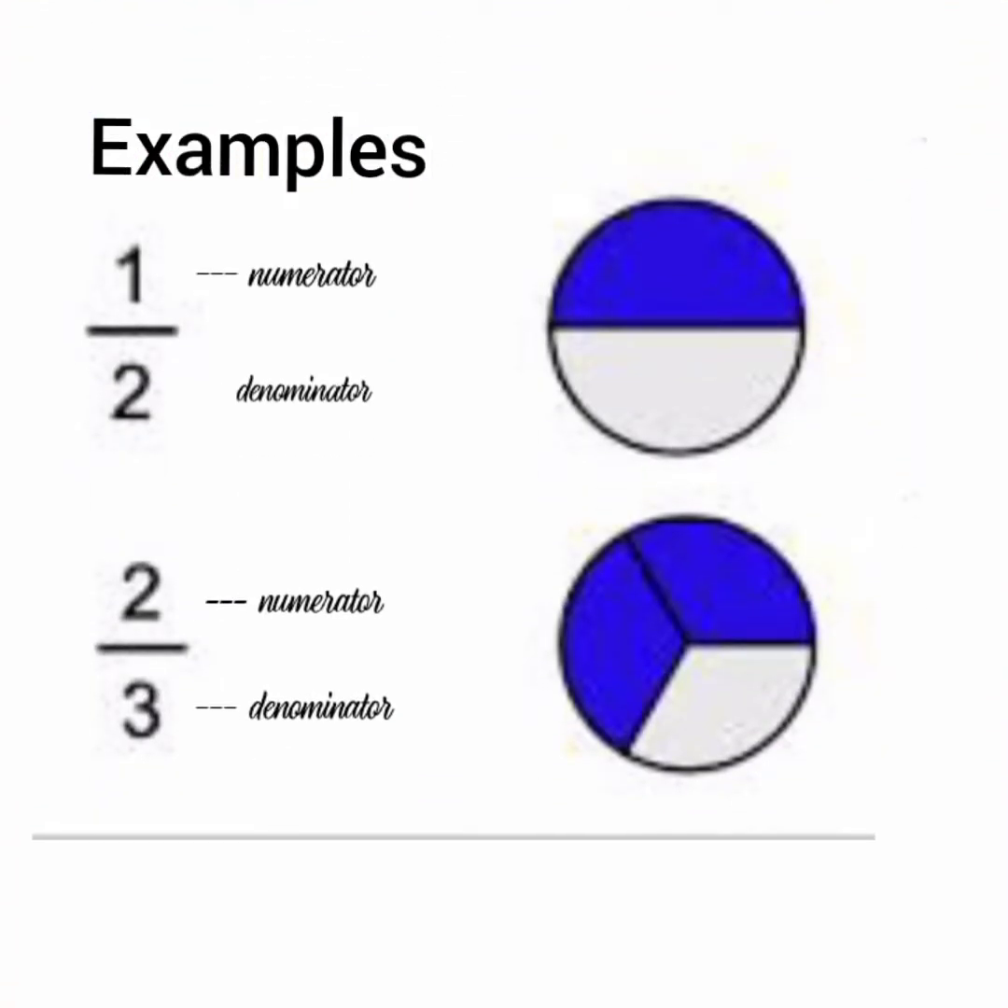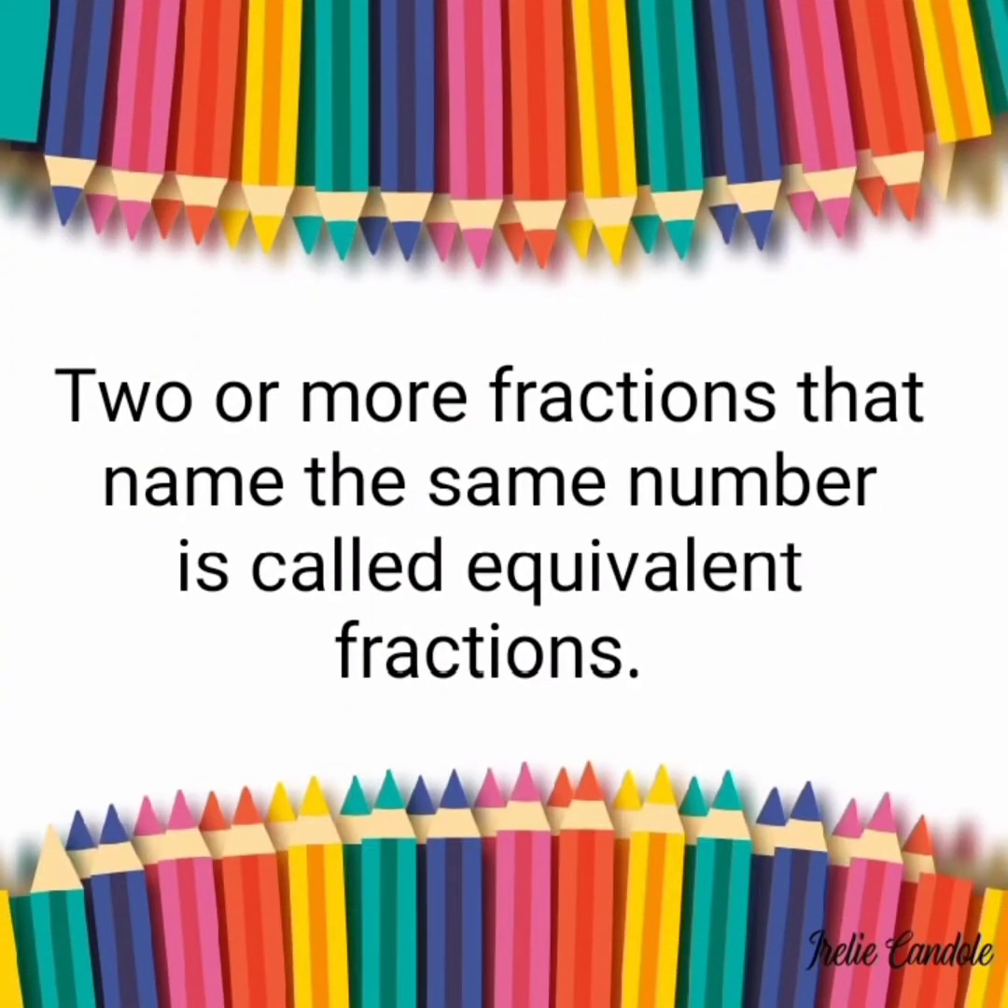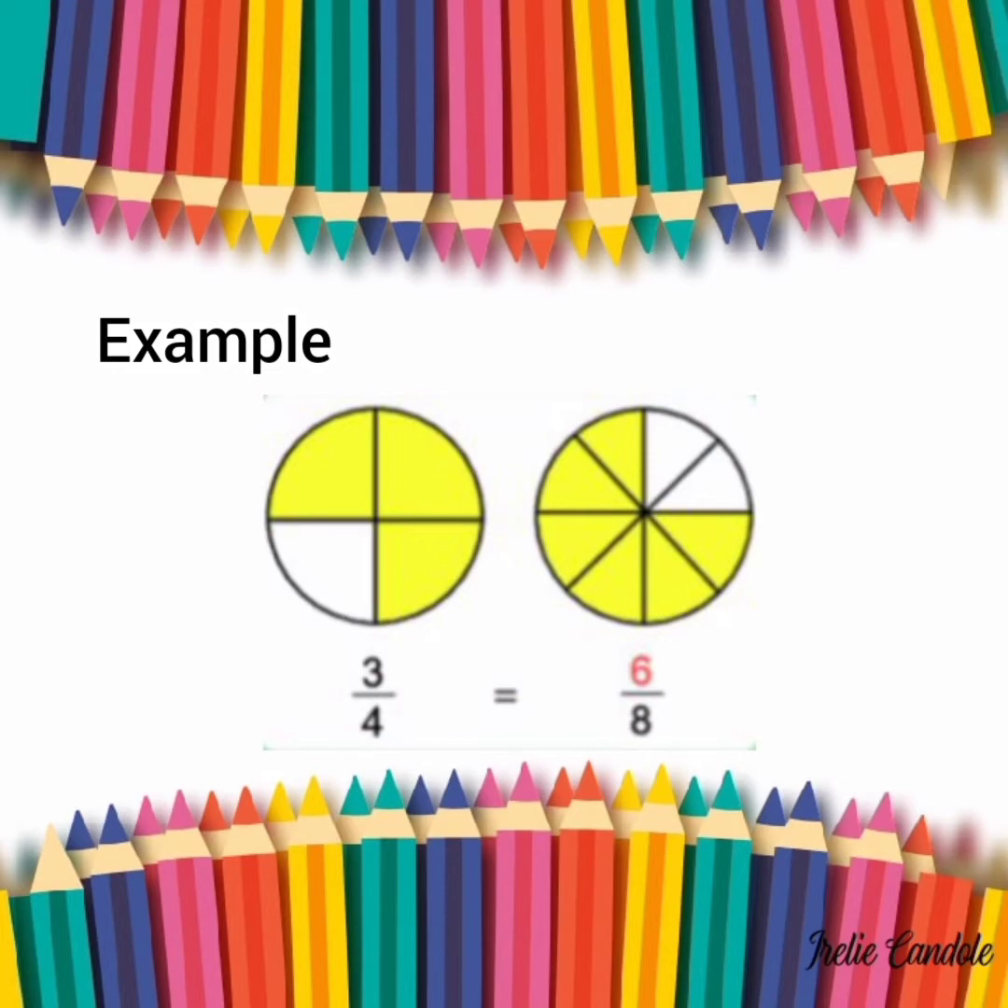Examples: 1/2, 1 as the numerator and 2 as the denominator. 2/3, 2 as the numerator and 3 as the denominator. Two or more fractions that name the same number are called equivalent fractions. For example, 3/4 is equal to 6/8.